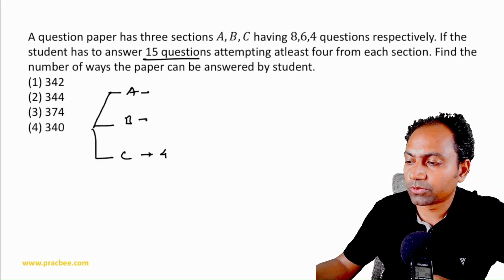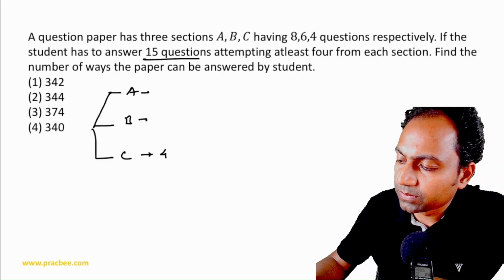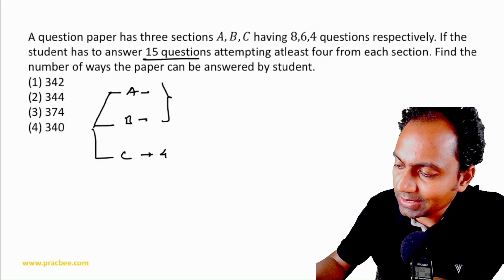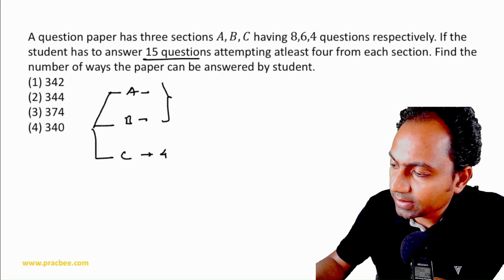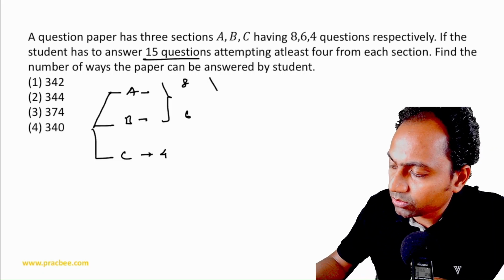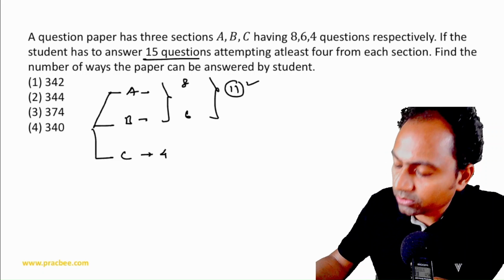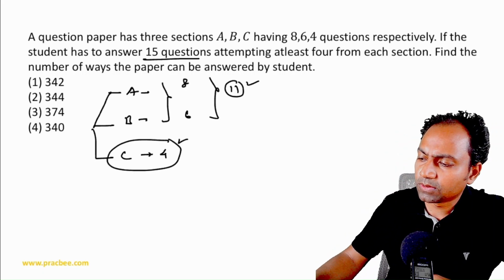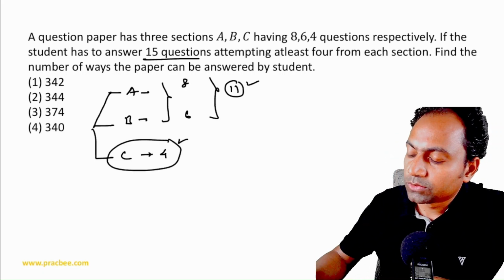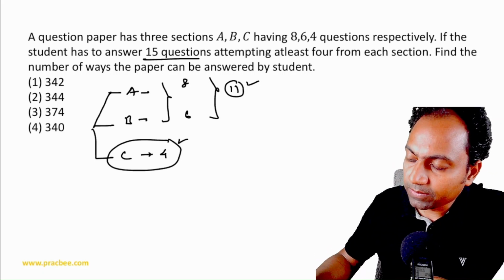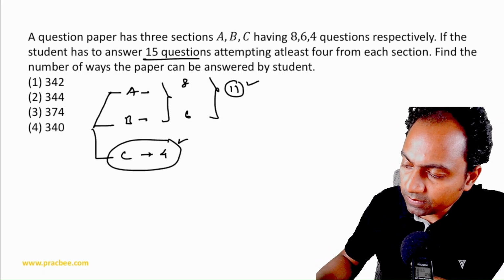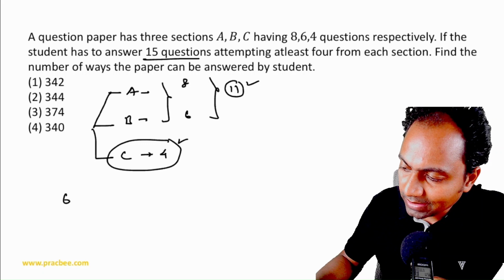Now that is what we need to do. Out of these total 8 and 6, I need to take 11 questions in total, because all 4 need to be chosen. There is no way around it. So if I solve this problem, how it can be done is basically, from the second one, I can take 6.